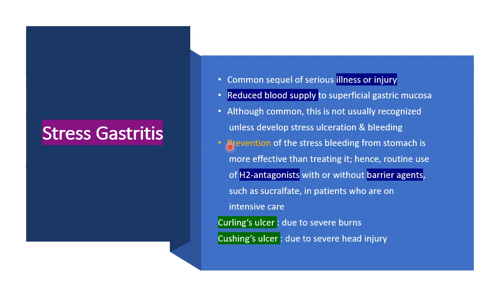Prevention is a better method of treatment, and prevention of the stress bleeding from the stomach is effectively done by the use of H2 antagonists. Okay, H2 antagonists with or without barrier agents, cytoprotective agents to protect the gastric mucosa. There are two types of ulcers which are commonly seen: Curling's ulcer due to severe burns, and Cushing's ulcer due to severe head injury.